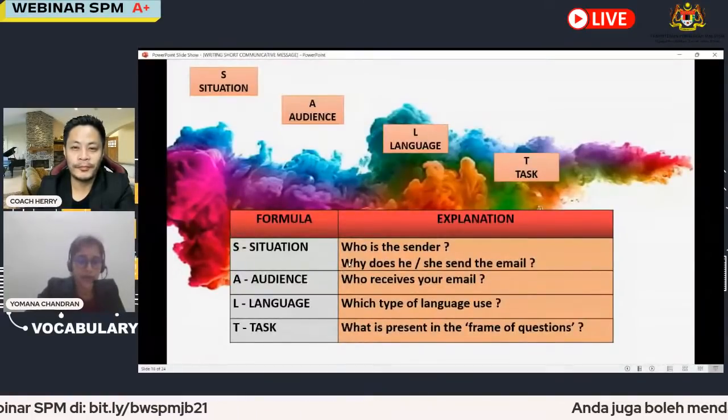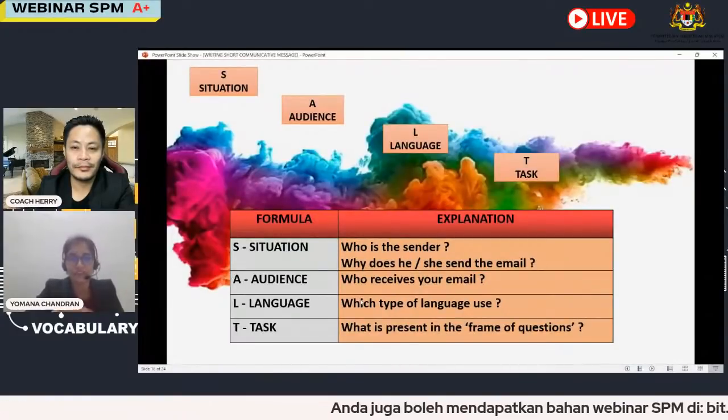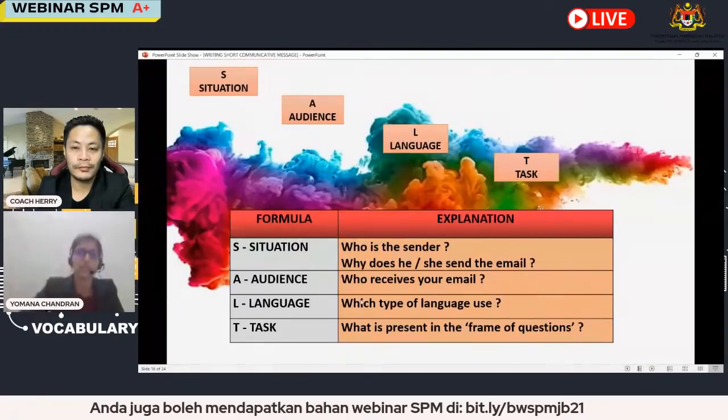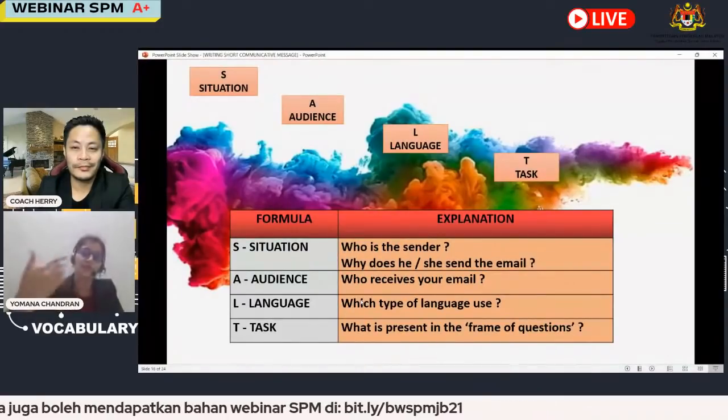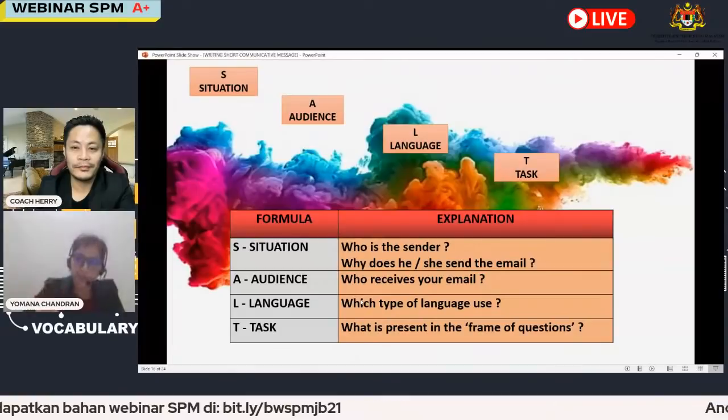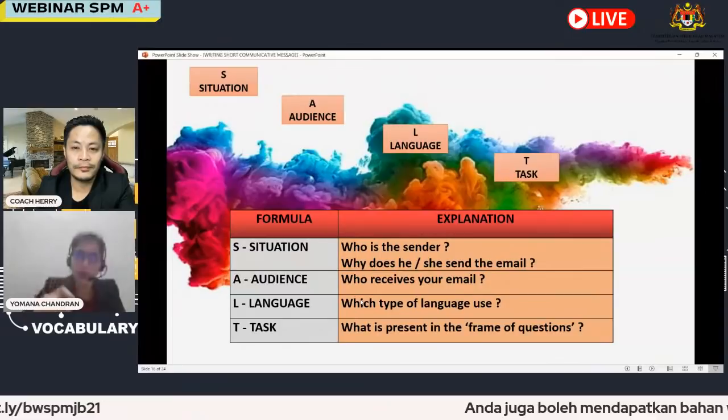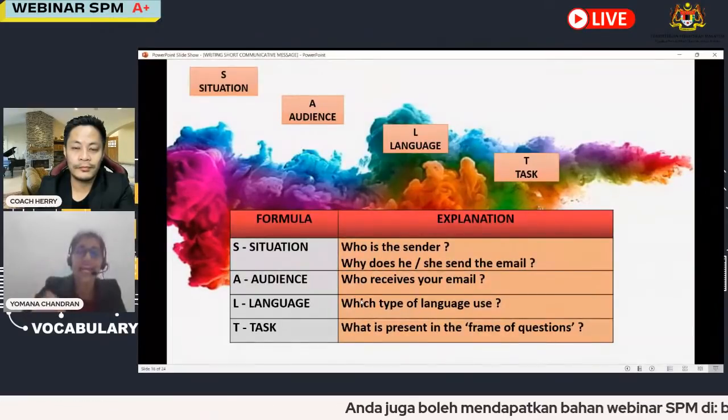All right, next element, when we talk about audience, we are actually referring to the recipient. Who receives your email? When you write your response, who receives the response? This is important because this element answers the question on your style of writing as well as the language used.